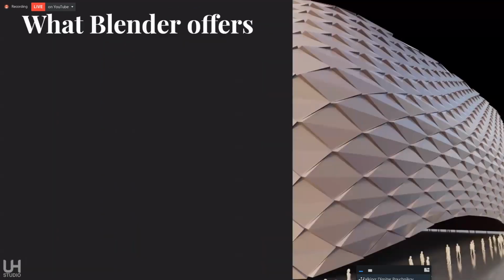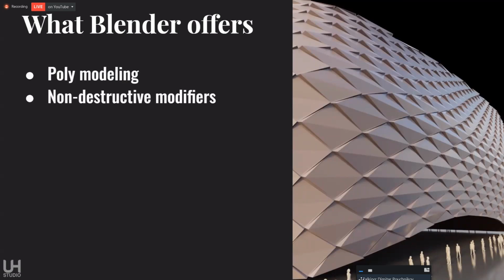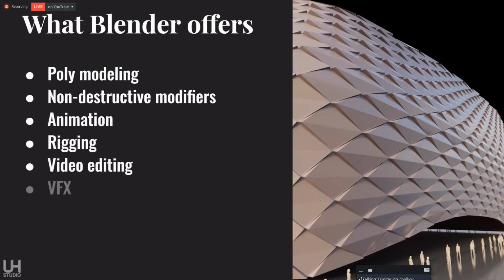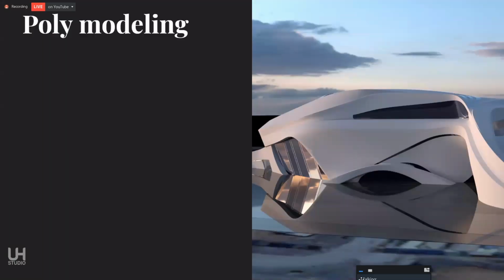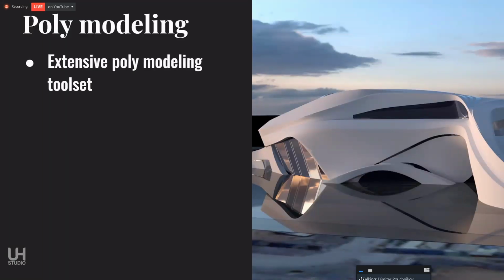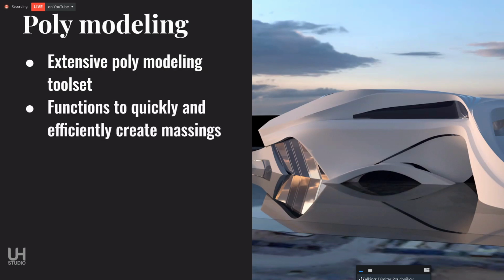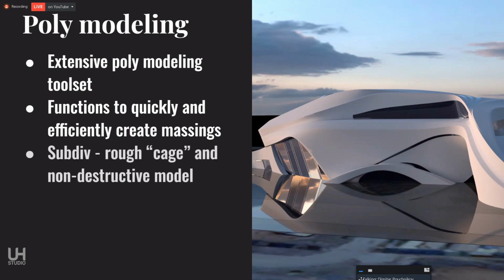So, Blender. What Blender offers, I think we all know it in this meeting, but essentially poly modeling, non-destructive modifiers, animation, rigging, video editing, VFX, rendering. But what's important for architecture design is poly modeling, non-destructive modifiers, and some of the animation techniques. The polymodeling toolset in Blender is quite extensive, so it's very useful for architecture design, and it functions quite quickly and efficiently to create pretty complex massings.